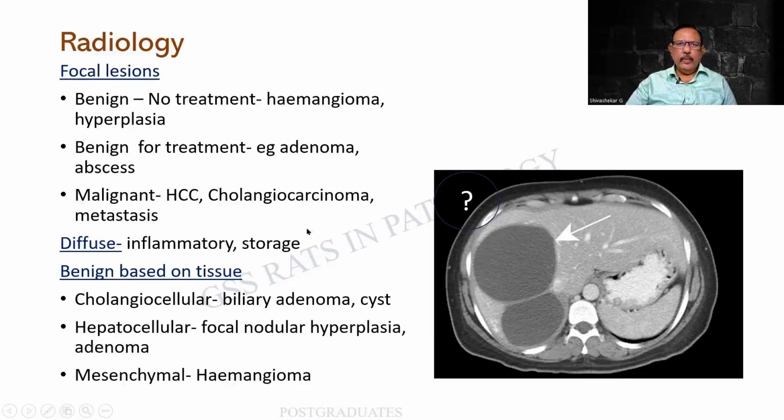Diffuse, when there is a widespread inflammation, storage disorders again. Benign, based on the tissue again, it can be cholangiocellular or hepatocellular, or sometimes it can be mesenchymal. So what is the origin and what is the lesion that is being produced? This can be the radiological base upon which they arrive at a diagnosis. And be very careful. Today, radiology, earlier it used to be a follow-up of the pathology, but now they have got an excellent dictionary which leads to the diagnosis.